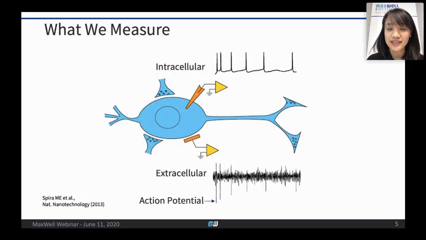So what do we measure? As I mentioned, we measure action potentials. For patch clamp, wherein you're looking at what's inside of the cell, that looks like a positive spike because there is an influx of sodium into the neuron during an action potential. With extracellular recording, which is what we do, we have electrodes outside such that these spikes are negative as shown here below.